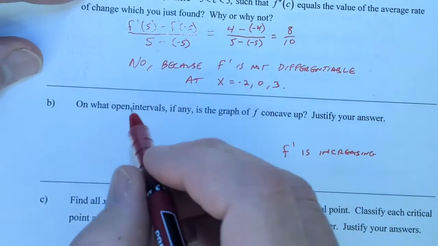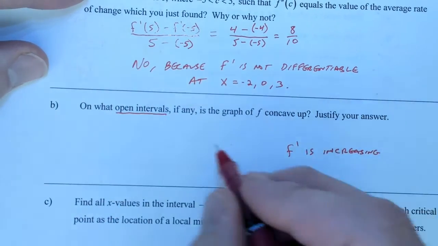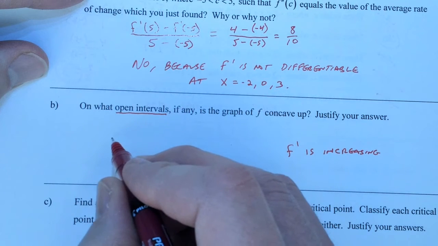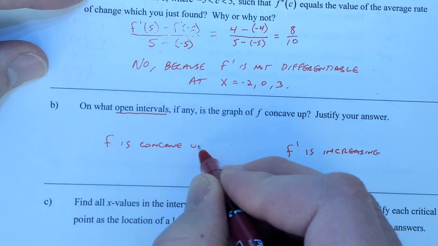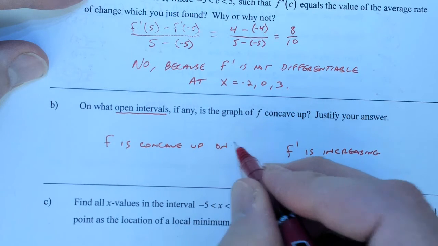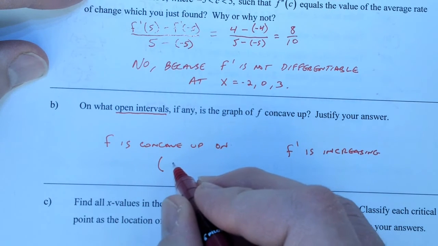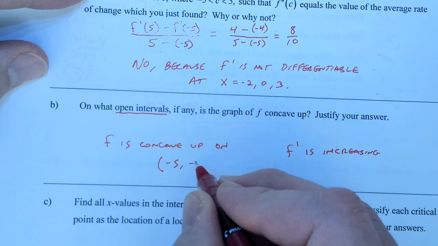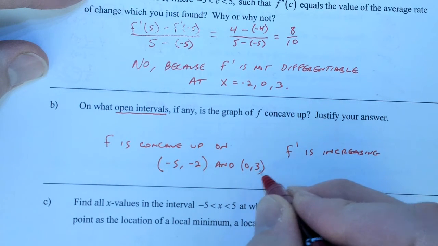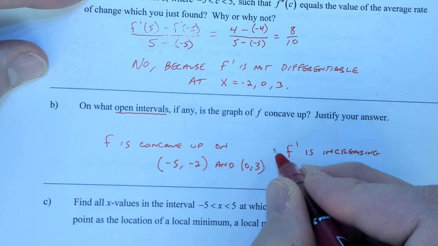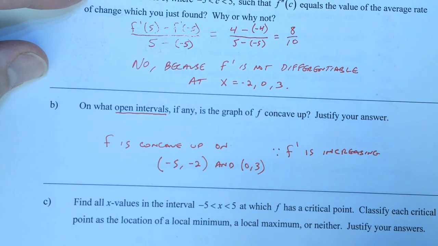And notice how they remind us that we want open intervals here. So f is concave up on -5 to -2 and 0 to 3 because f prime is increasing.